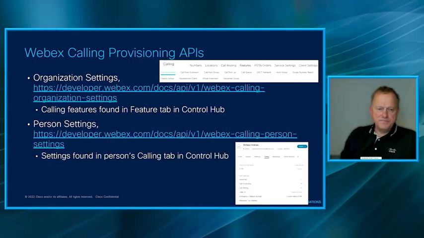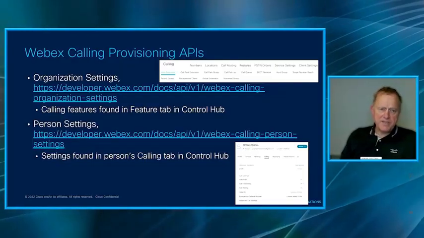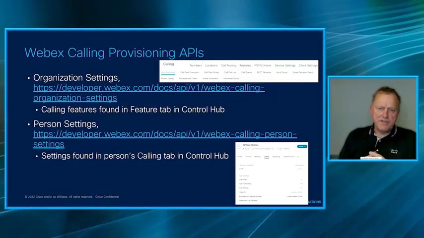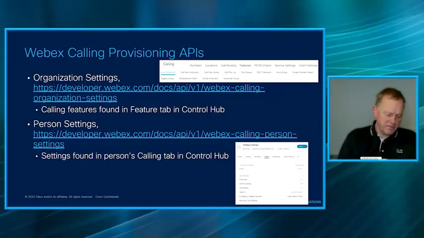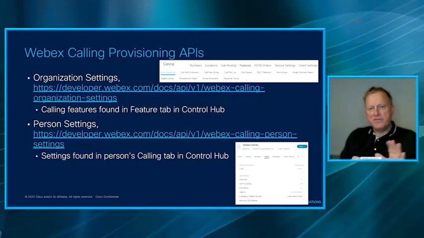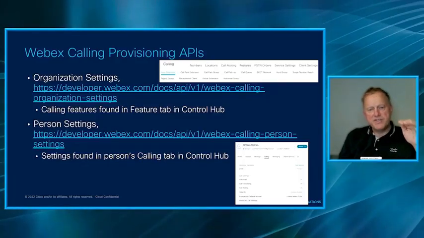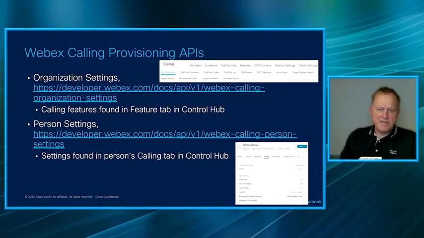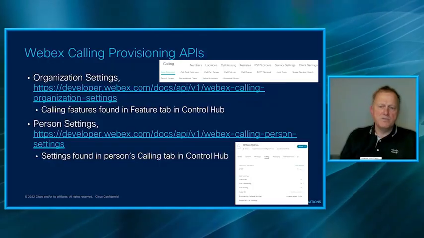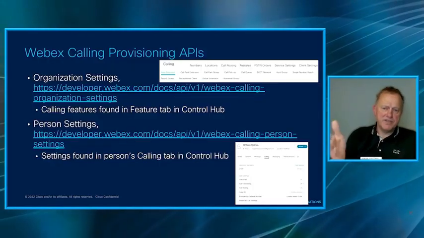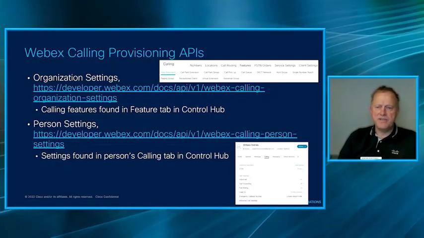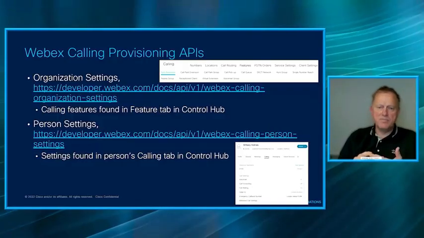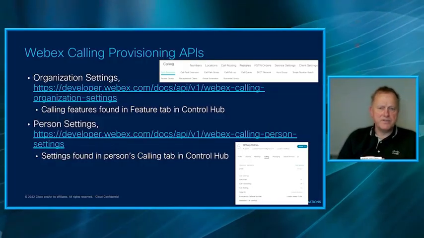On the calling specific provisioning API perspective, we have to differentiate between organization settings and person settings. Organization settings, in short, is everything that you find in Control Hub under calling features, like you see here on the screenshots. So basically, call park groups, call pickups, call queues, and so on.